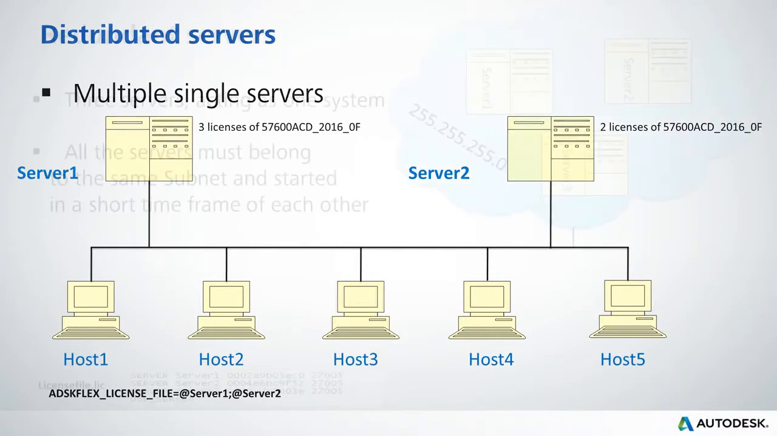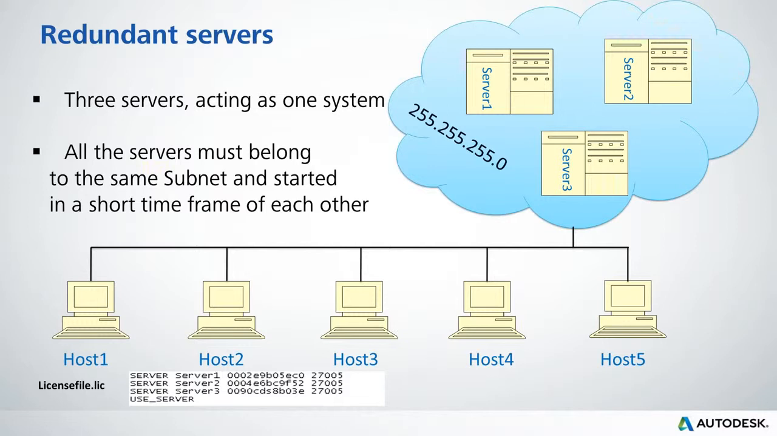Now, the third one is redundant server. Redundant server, there are 3 servers, but they act as one system. One is the master server. In this configuration, all 3 servers need to be on the same subnet. They need to be started relatively close to each other in time, and the connection between them needs to be very robust. If one of the servers goes down for hardware issues, then the other 2 servers will take over, one of them as the master and the other one as the backup. If 2 servers fail, then your redundant structure is broken and it won't work.